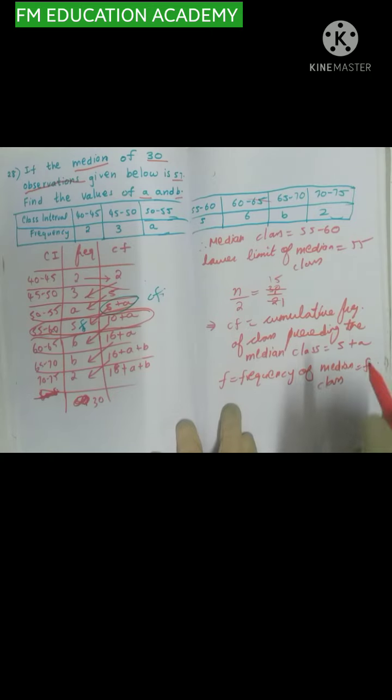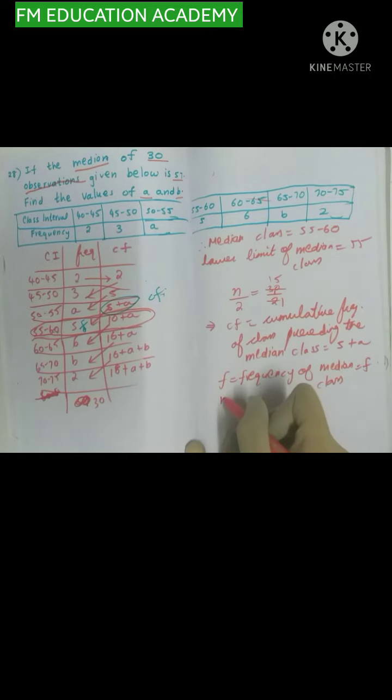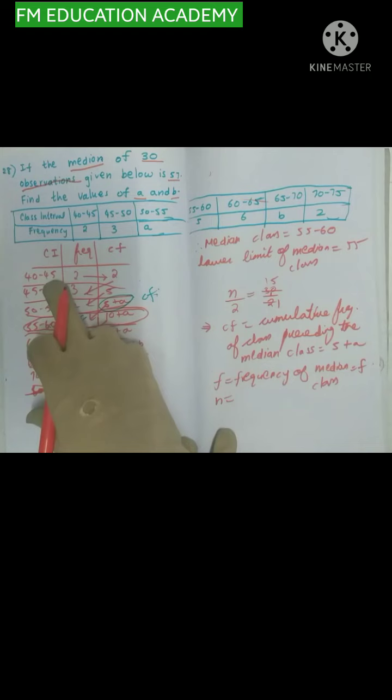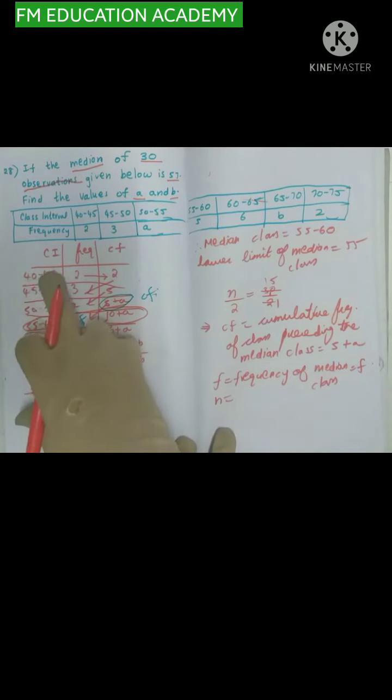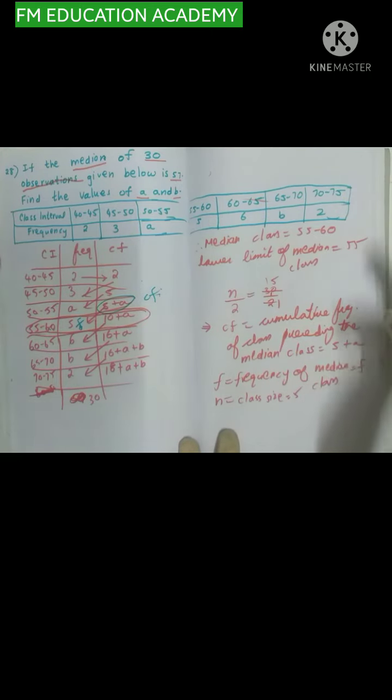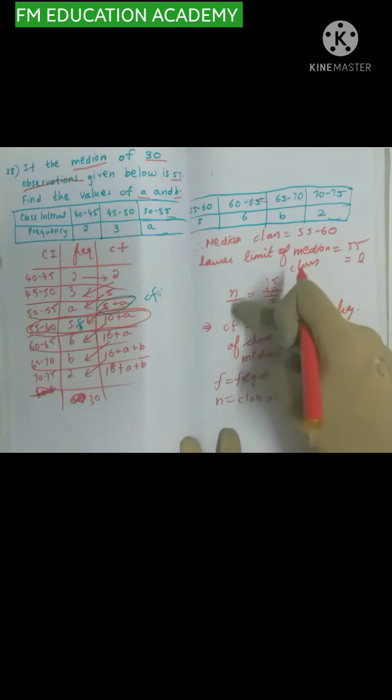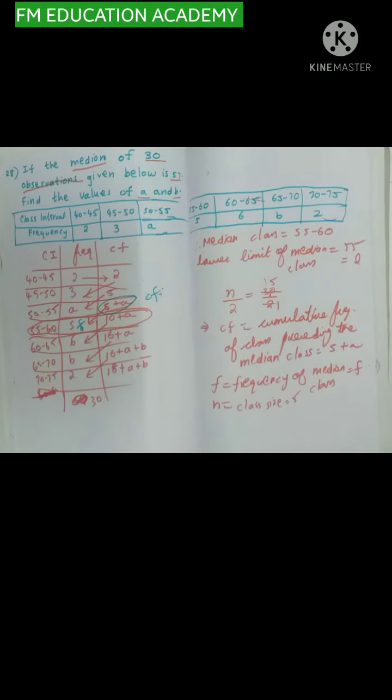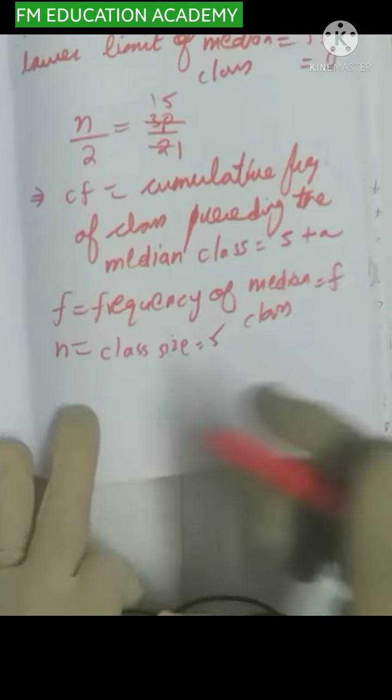Now what is H? H is the class size. Here we can see that the difference 45 minus 40 is 5. H, class size, means the difference between the upper limit and the lower limit. So H is the class size, that is equal to 5 here. So we have written all the values for L plus n by 2 minus CF by F into H. Now we can use the formula and substitute.